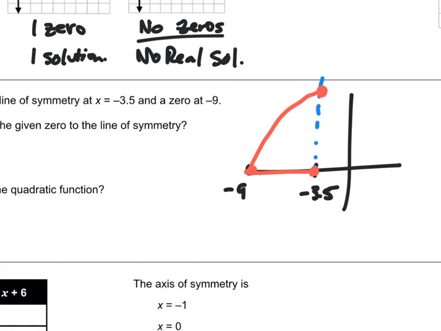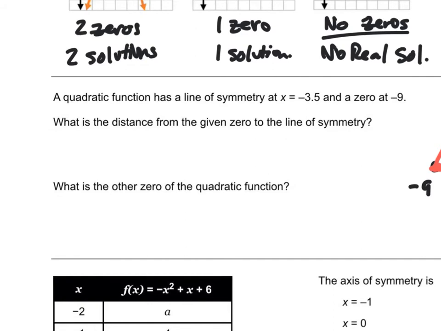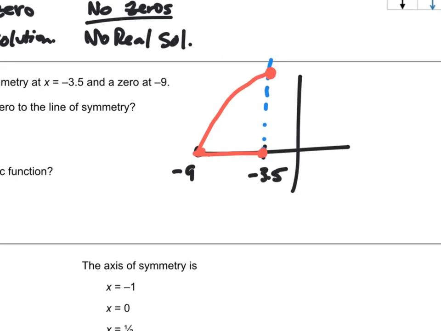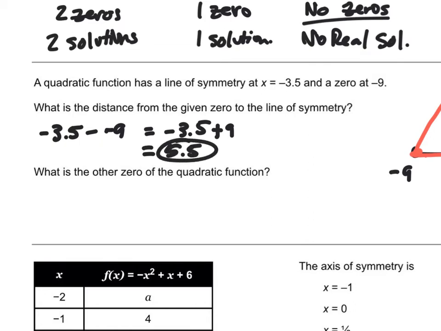Okay, and all you would do to find the distance between 2 points, and I like to do right minus left, I like to take the value on the right and subtract the value on the left. And so I do negative 3.5 minus negative 9. So negative 3.5 minus negative 9. That's really just going to give us negative 3.5 plus 9, which is 5.5. So a distance of 5.5.